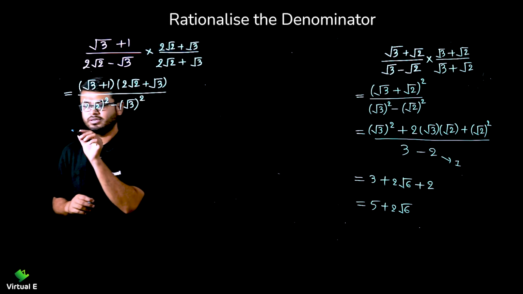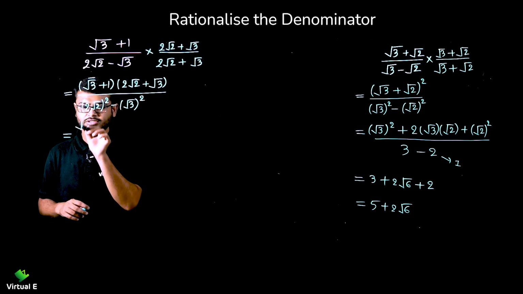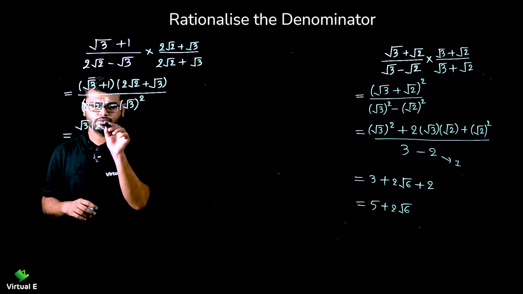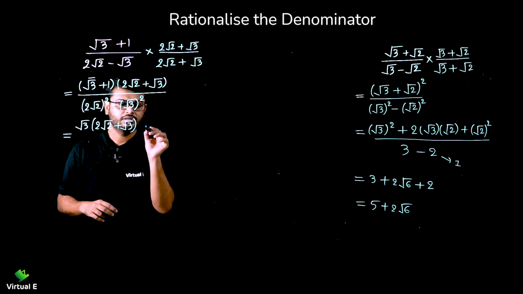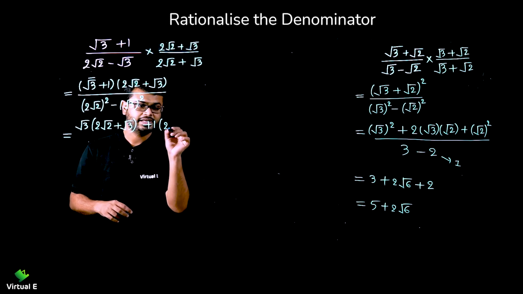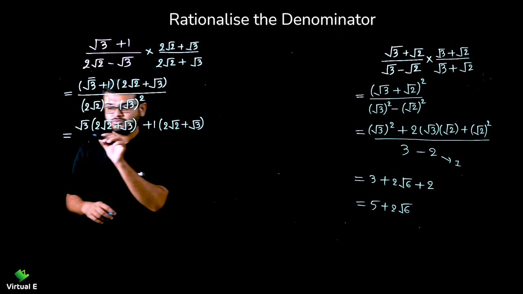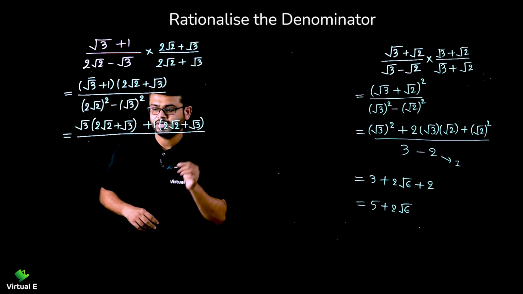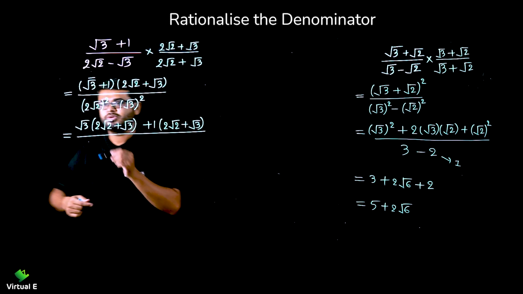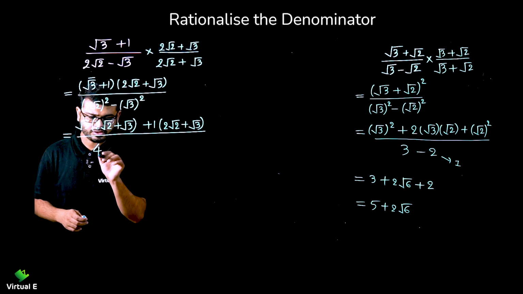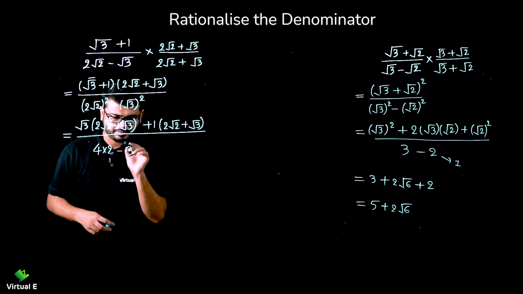Let's start with the numerator. We need to find the product. So root 3 multiplied with the whole bracket, so root 3 and 2 root 2, then plus root 3, then here plus 1, then the whole bracket, that is 2 root 2 plus root 3. Remember, that's why we learn about the product of binomials, right? We need to apply that concept over here. Denominator identity only: square of 2 that is 4 and square of root 2 that is 2 only, minus here 3.